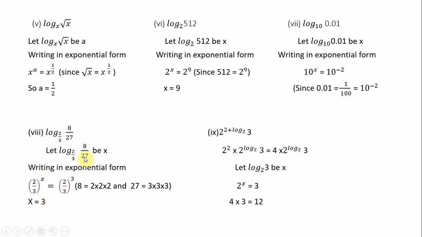Till here I did not use the brackets, but here I have used the bracket because this exponent is related to both 2 and 3. So it should be taken in the brackets. 2 by 3 whole power x is equal to 2 by 3 to the power of 3. As the bases are equal, exponents may be equated.